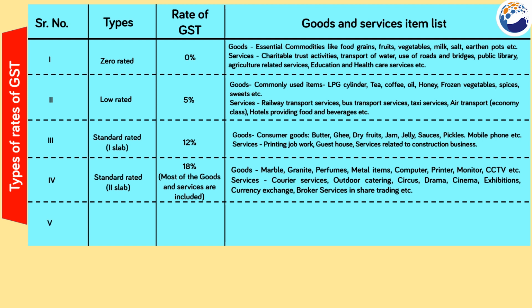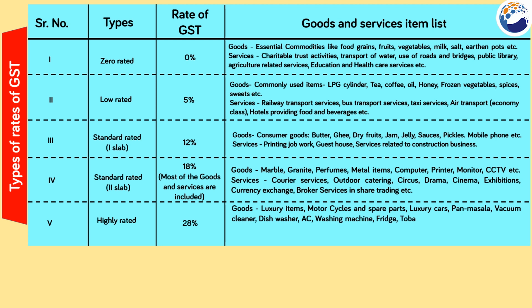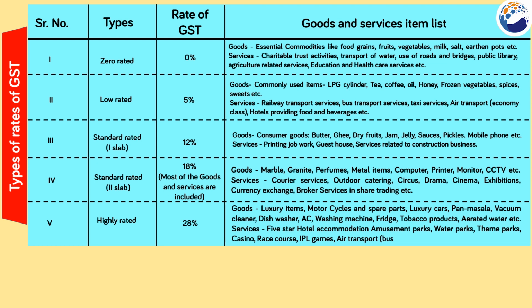5. Highly rated, GST rate is 28%. It is applicable on goods like luxury items, motorcycles and spare parts, luxury cars, pan masala, vacuum cleaner, dishwasher, AC, washing machine, fridge, tobacco products, aerated water, etc., and on services like 5-star hotel accommodation, amusement parks, water parks, theme parks, casino, race course, IPL games, air transport, business class, etc.